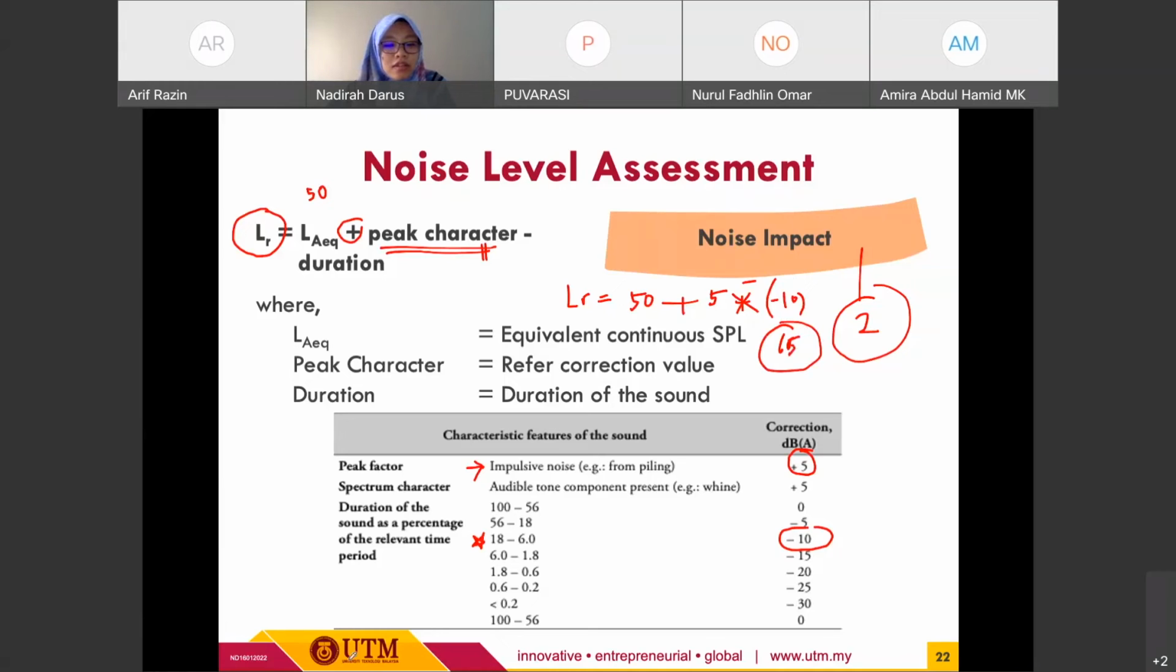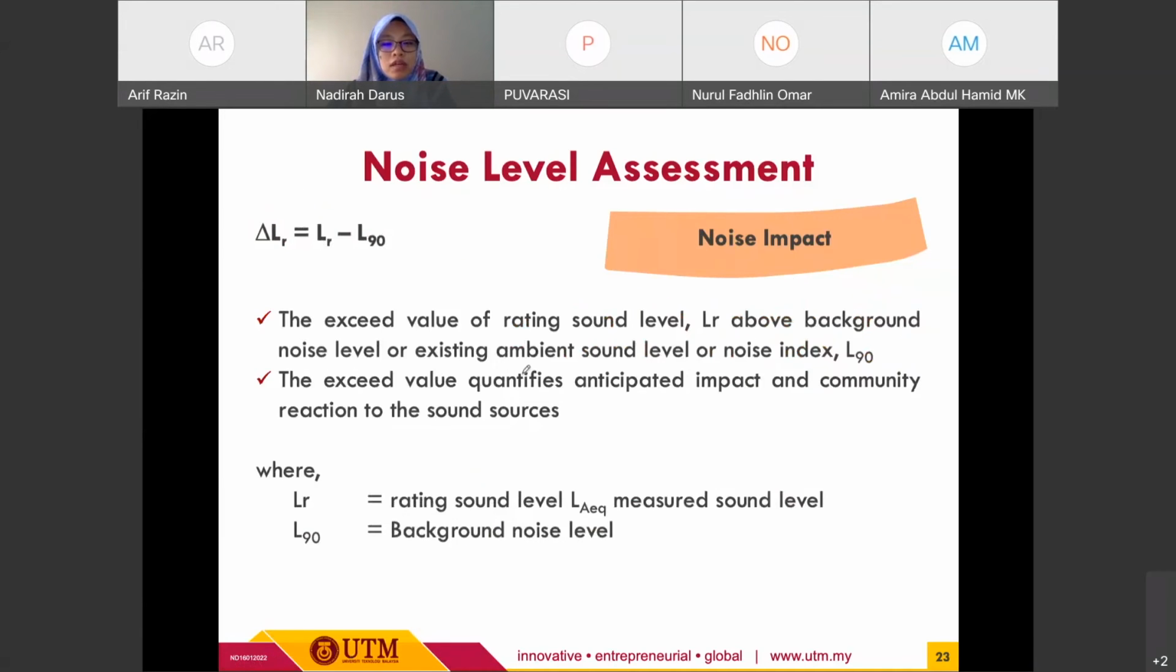So saya akan continue to the next one. Okay. Continue to the next. Ini still on noise impact. Dia ada pula dia punya delta of ataupun changes of tadi apa sound level rating atau rating sound level. Dia ada different changes. How we measure or calculate the changes is that kita ambil tadi LR.